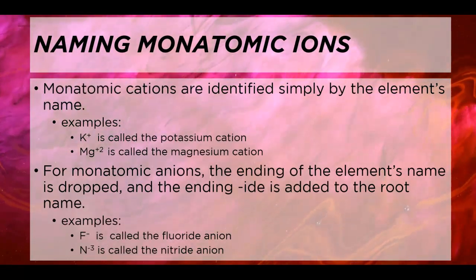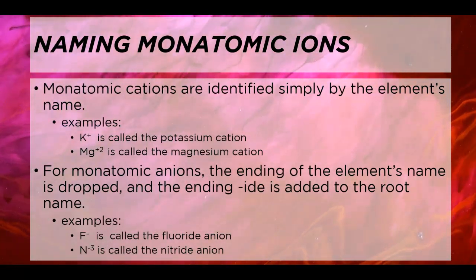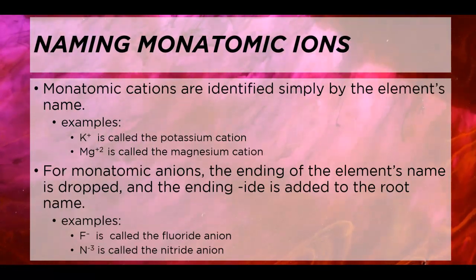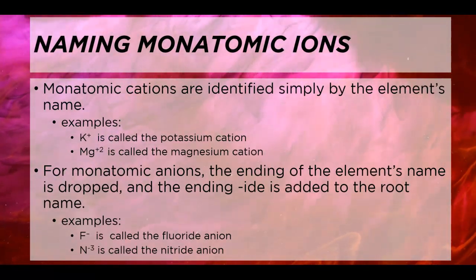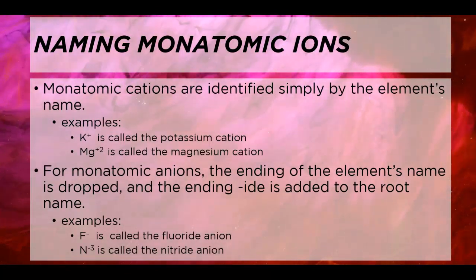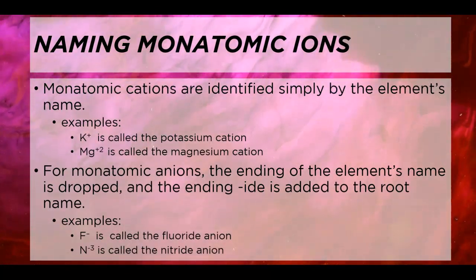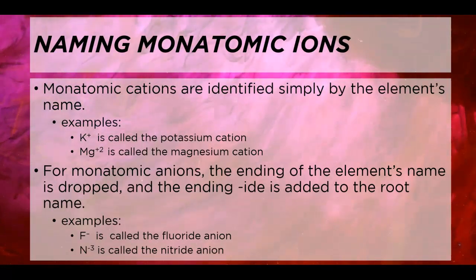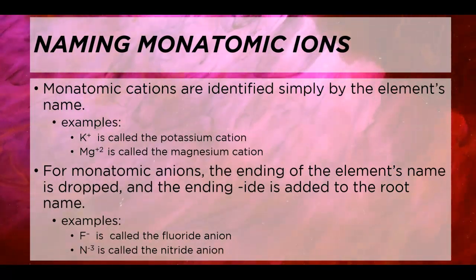So instead of it being fluorine, we're going to call it fluoride. And instead of nitrogen, we're going to call it nitride. Oxygen would be oxide. Chlorine would be chloride. Hopefully you get the idea there. That's only for the negative ion, though.